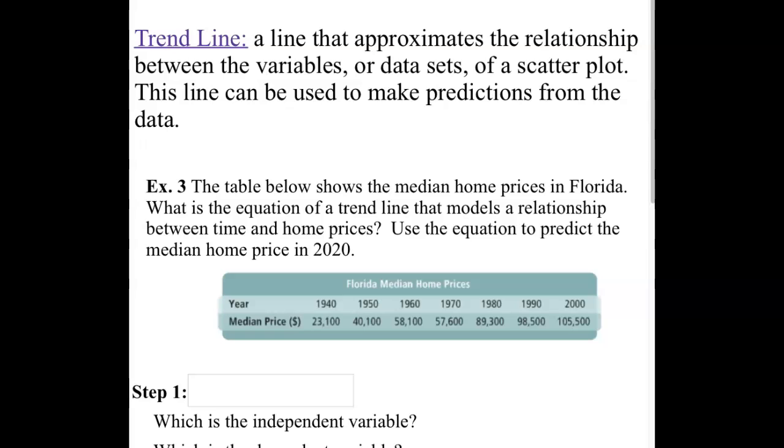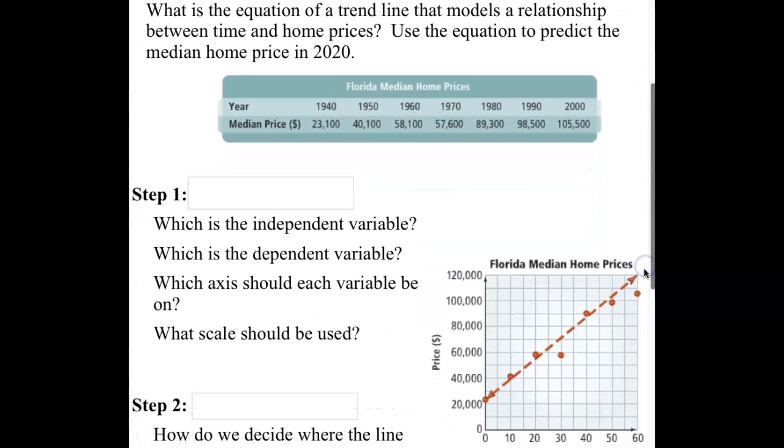So there's something called a trend line. The line approximates the relationship between two variables or sets of data for a scatter plot. The line can be used to make predictions from our data. So if we were doing this by hand, okay, these are the steps we would take. Our first step would be to plot all of our points. Okay, we're going to make a scatter plot. We're going to look at what makes sense.